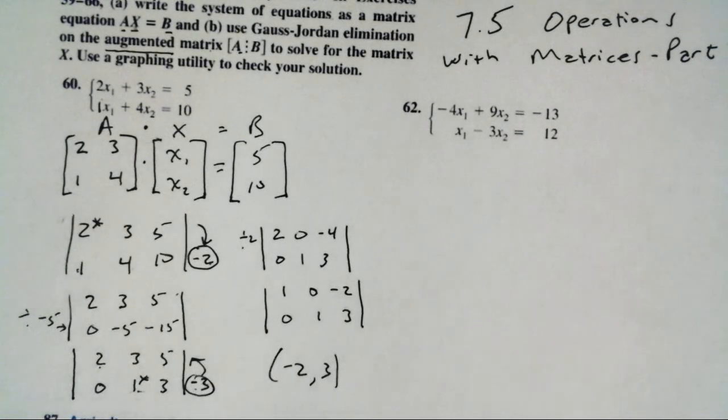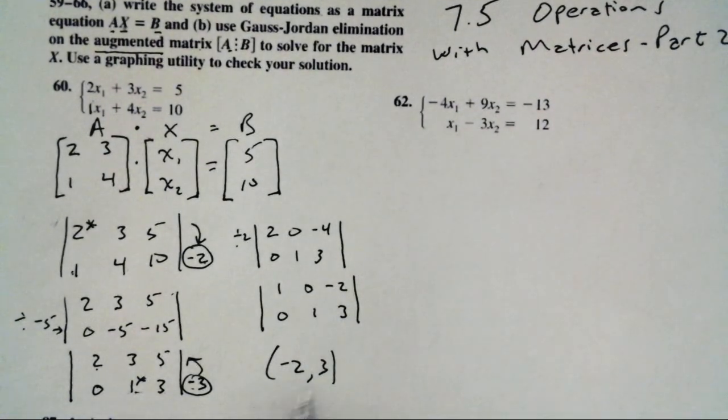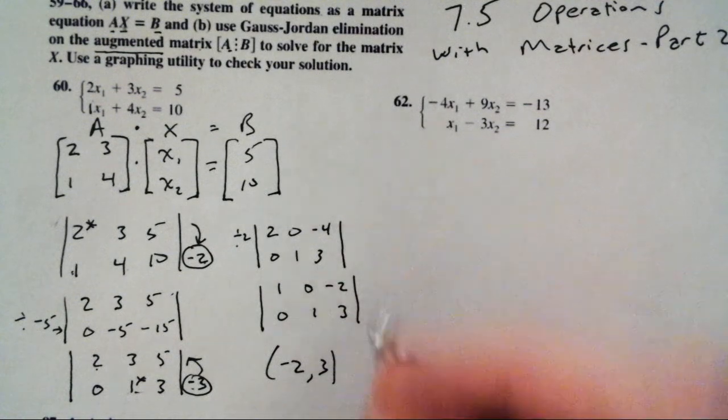I mean, Gauss-Jordan is elimination, but it organizes it for you, and you don't have to keep writing X, Y, Z, W, all of that. Okay, so 62, same thing, a little less friendly solution, but not too bad.